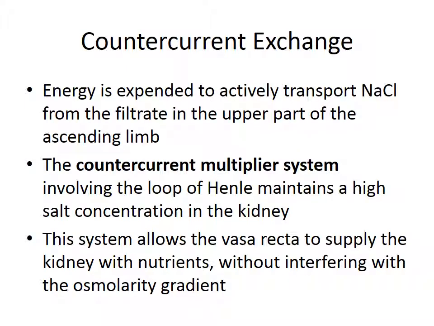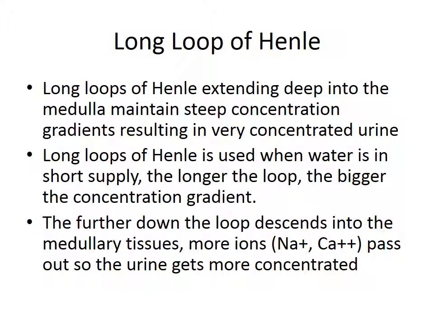Energy is expended to actively transport sodium chloride from the filtrate in the upper part of the ascending limb. The countercurrent multiplier system involving the loop of Henle maintains a high salt concentration in the kidney. This system allows the vasa recta to supply the kidney with nutrients without interfering with the osmolarity gradient, which is very nice. Long loops of Henle extending deep into the medulla maintain steep concentration gradients, resulting in very concentrated urine.